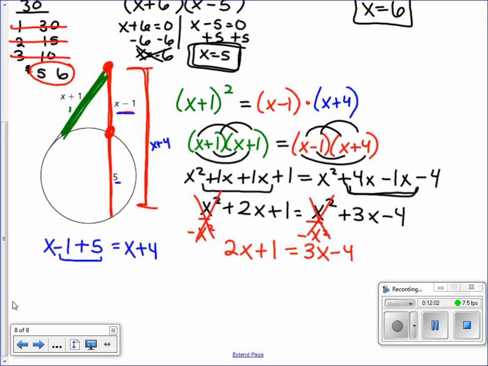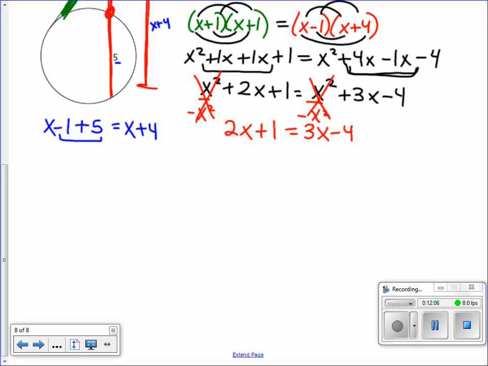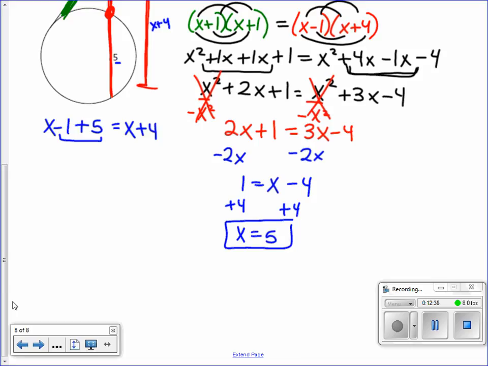From here, we're going to move our x's to one side, move our constants to the other side. I like to keep my x positive when I can, so I'm going to go ahead and subtract the 2x over. And I get 1 equals 3 minus 2 is just x minus 4. So then finally, to get x by itself, I add 4 to both sides and end up with x equals 5. Let you guys look at that for a second. Get caught up if you're not caught up.